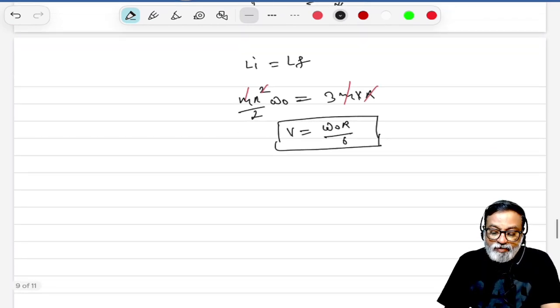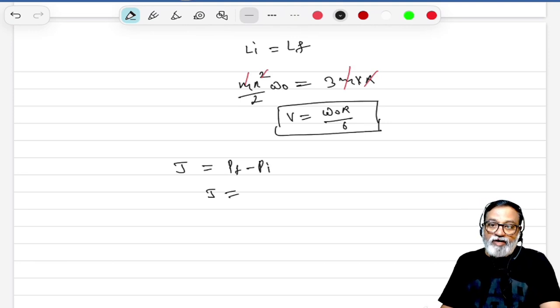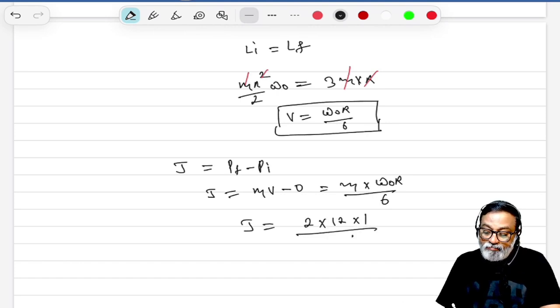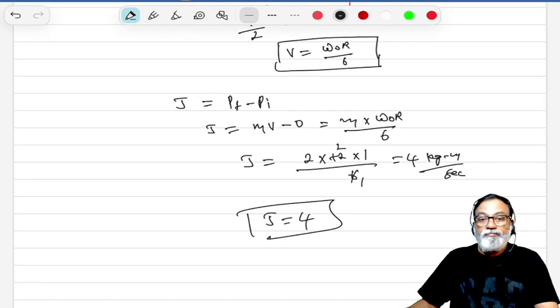Next, impulse means change in momentum, final momentum minus initial momentum. Here I have to find the impulse for the rear wheel, not the front wheel. Therefore, final momentum means mass into velocity, initial is at rest. Therefore, m into V, that is omega naught R by 6. Therefore, J is equal to, m is given as 2 and omega naught is 12, radius 1, by 6, the 6s cancel, 2, this is 4 kg meter per second. Therefore, J is equal to 4. Next one.